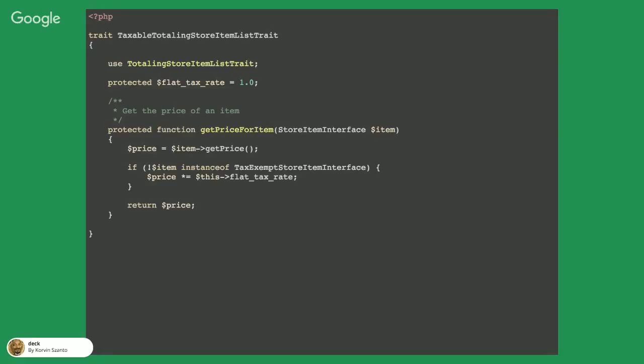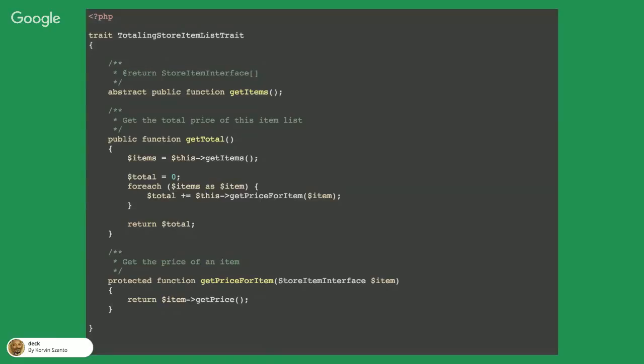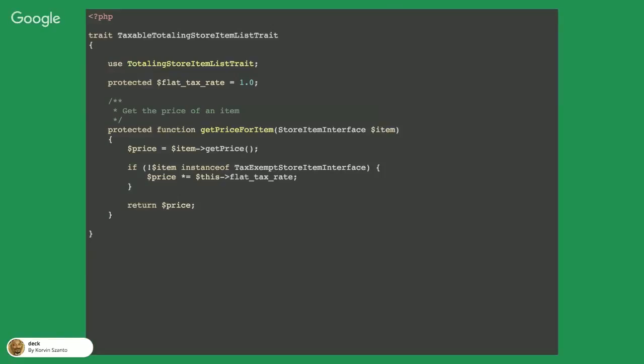All we have to do is define this protected function, get price for item, and then we can add some extra logic in there. And since, going back to the previous one, our get total calls this get price for item, our extending trait can add all of its taxable functionality, all of its taxation stuff there. So now we've made our cart taxable with a flat rate. In this example, this property flat rate tax is just set to 1. And looking at this code, if that's set to 1.0, we multiply the price by 1, it's just going to stay the same. So this is just disabled by default. It's not going to do anything different.